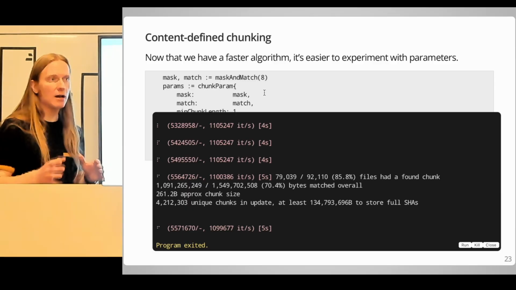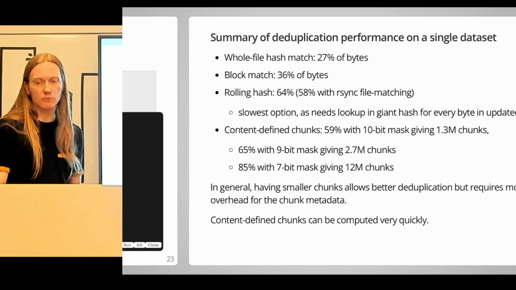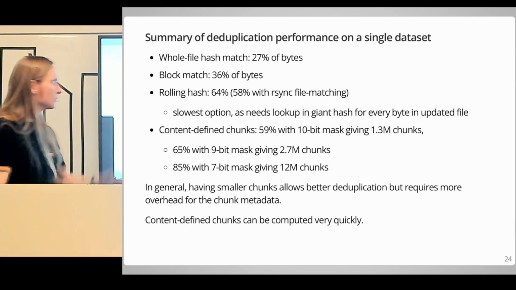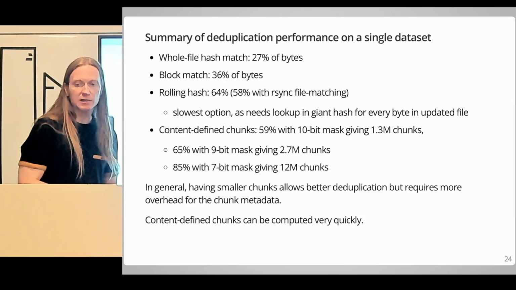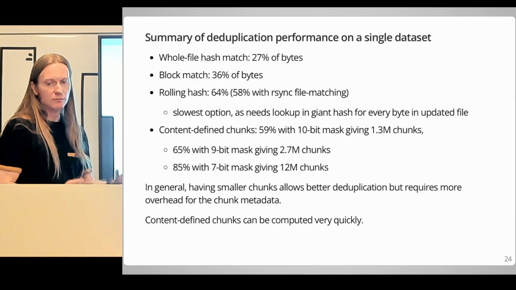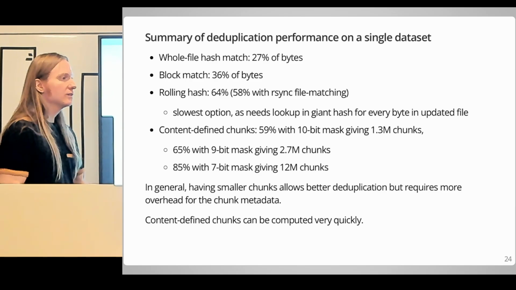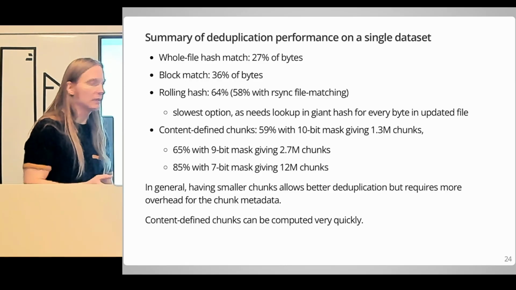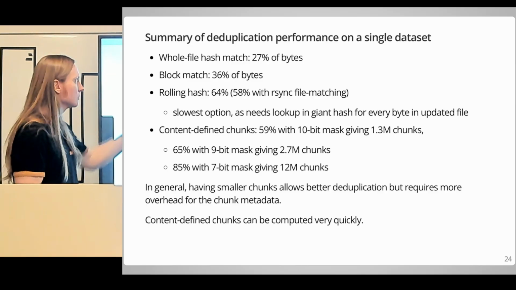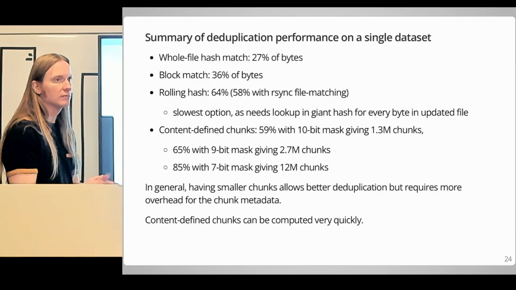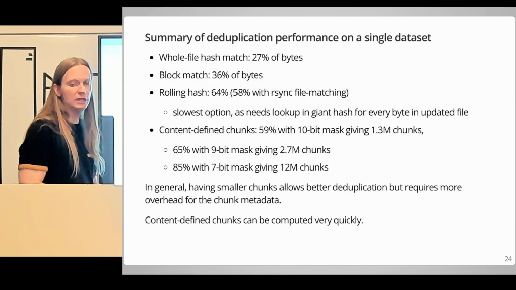Compute a hash that's lossy, and then when you see a collision, treat it as a candidate to go and do a check with a larger hash. So just the summary, and remember this is on a single data set, so this is roughly in line with what we'd expect, but a single data set is not going to conclusively prove that one thing's better than the other. But the whole file hash match for this data set, we got 27% of bytes deduplicated. Using the aligned block matches, it went up to 36%.